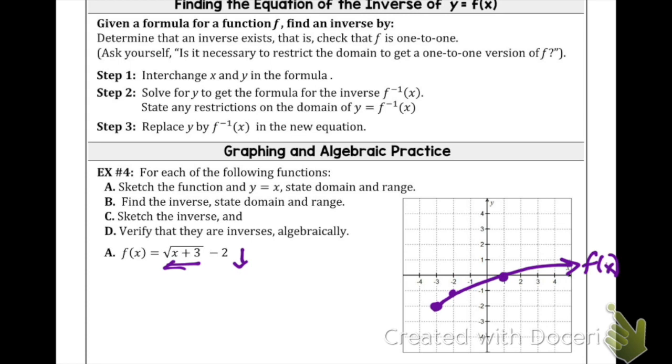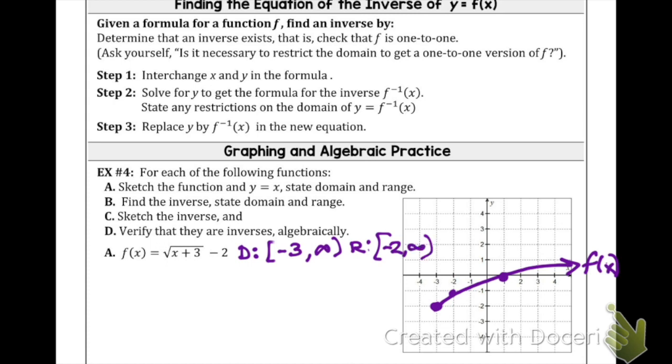Okay, the domain of that function is from -3 to infinity. The range of that function is, I was zoomed out or in too much, I didn't even see it. My range, I actually looked at my screen here, is -2 and higher.